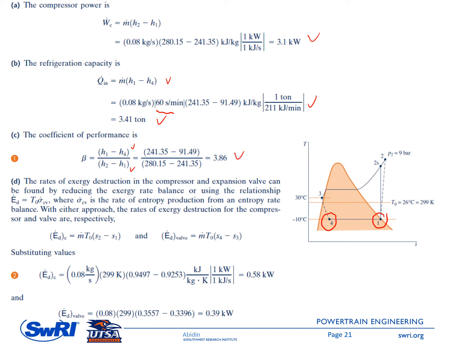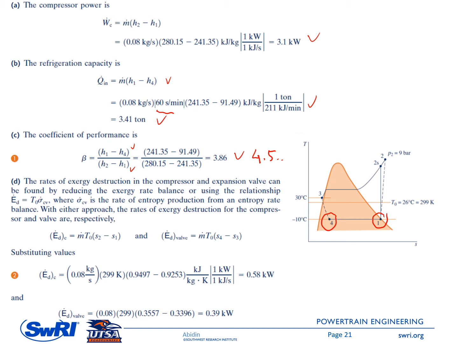So I remember from the latest example, I believe the beta is around 4.5 something. So you can see here another drop of beta by introducing the internal irreversibility inside the compressor and others.